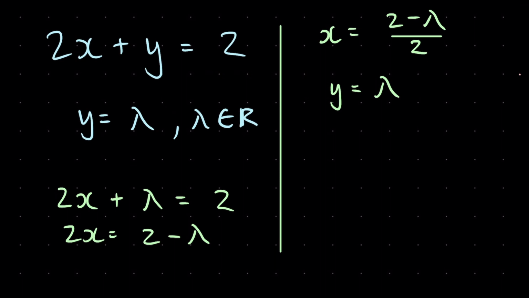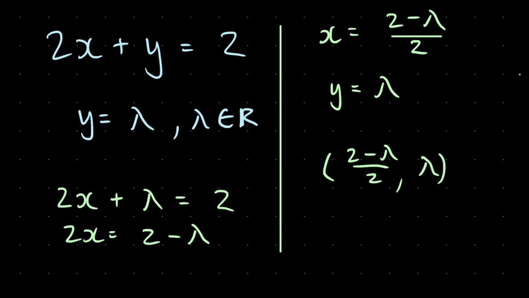And therefore, if we wanted to come up with a solution in terms of a coordinate form, our coordinate would be our x value followed by our y value. So bracket 2 minus lambda over 2, that was our x solution, and comma lambda, which is our y solution. And this is the general form for our solution.